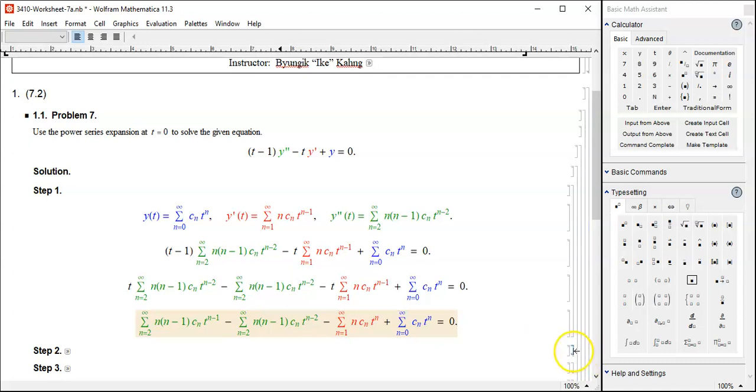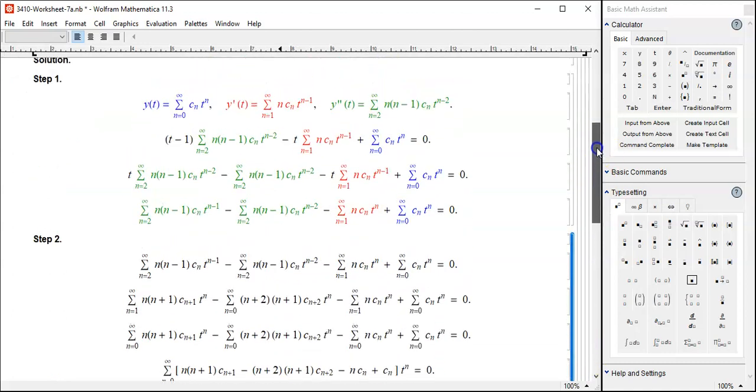Okay, let's go over to step 2. And the very first line of step 2 is just a reproduction of the previous, except that I disabled all the colors because I don't need those anymore. Okay, all right. And let's work out these series.